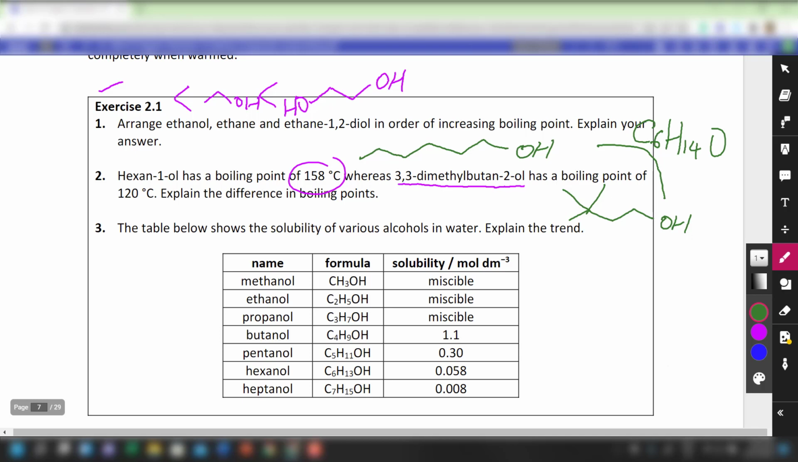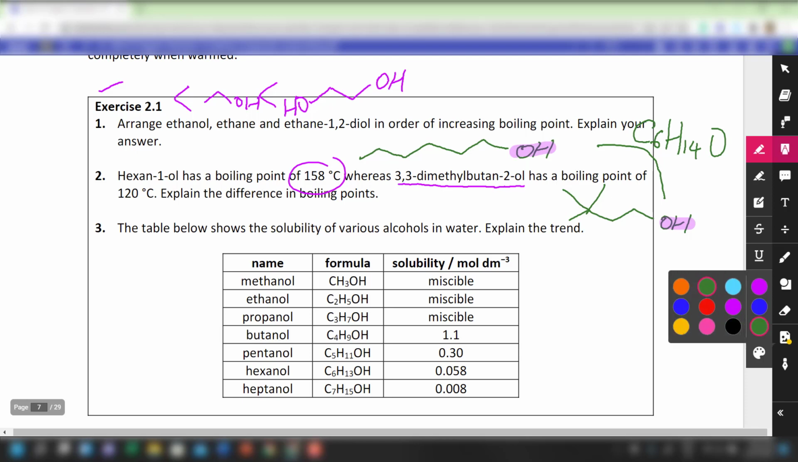So in that case, how do we compare both of them? First of all, when you want to compare hydrogen bonding, both have the same number of OH groups. So in that case, I expect the hydrogen bonding between hexane 1-ol molecules versus that between 3,3-dimethyl butane 2-ol molecules to be relatively similar in strength, although maybe one can form hydrogen bonding slightly more easily. But the difference here is due to the non-polar chain.